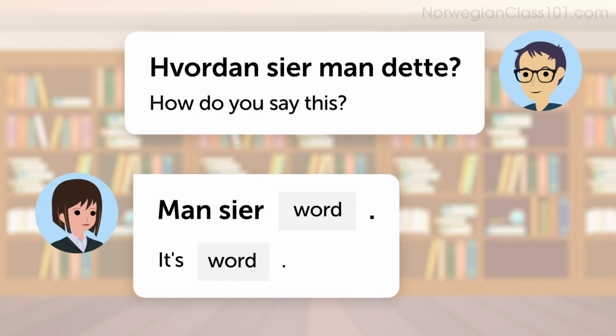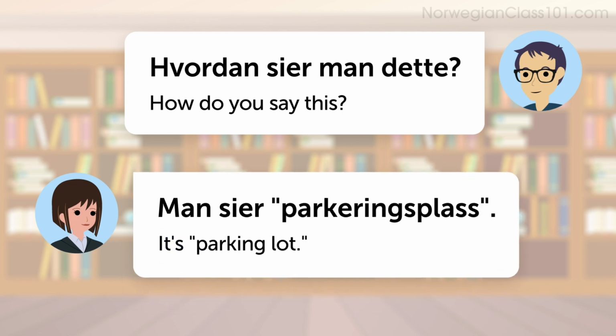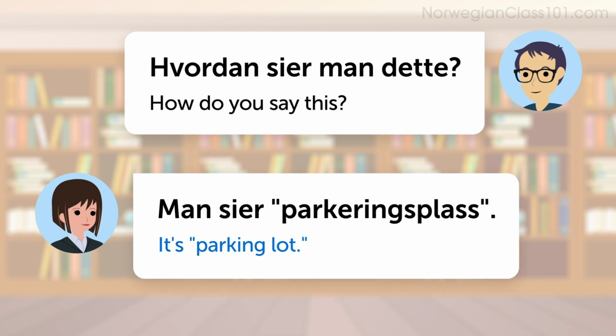Now, how do you answer this question? The pattern is Man sier, word. This Norwegian sentence literally translates into, "One says word," but it means it's word in English. For example, it's parking lot. Man sier parkeringsplass.